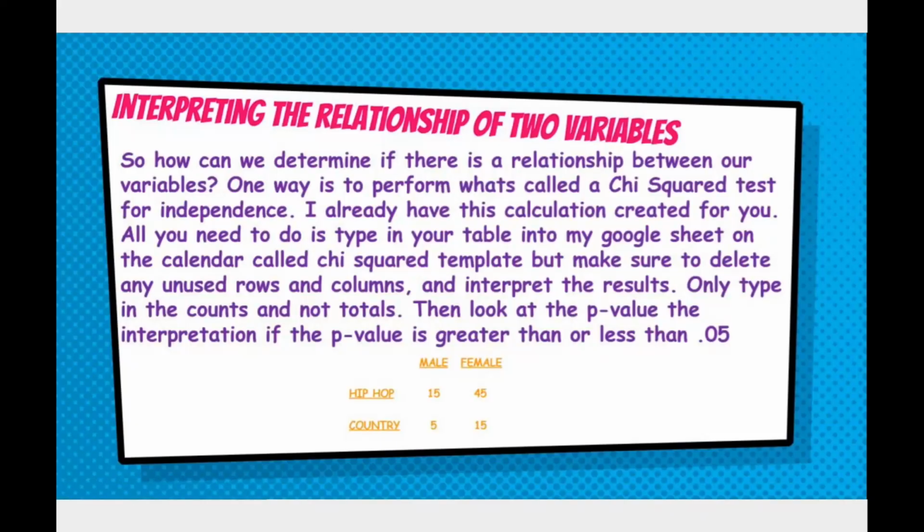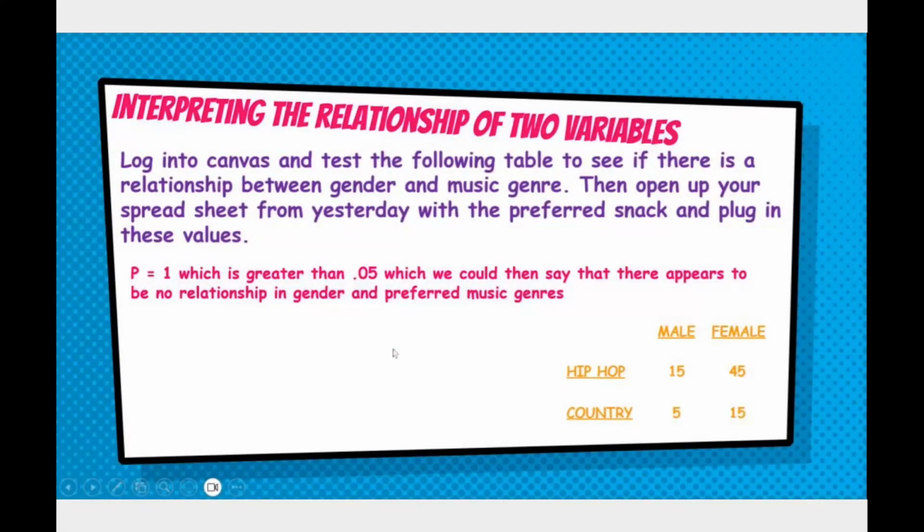One way to perform this is called the chi-square test for independence. I've already had this calculation for you. This is going to be the final component of your project. You just need to go on there and type in your table and then interpret what the result means. All you have to do is type your table into my Google Sheet on the calendar called chi-square template, and make sure to delete any unused rows and interpret the results. And then I tell you how to interpret this. Look at the p-value interpretation: whether the p-value is greater than or less than 0.05. So we're going to do that real quick.